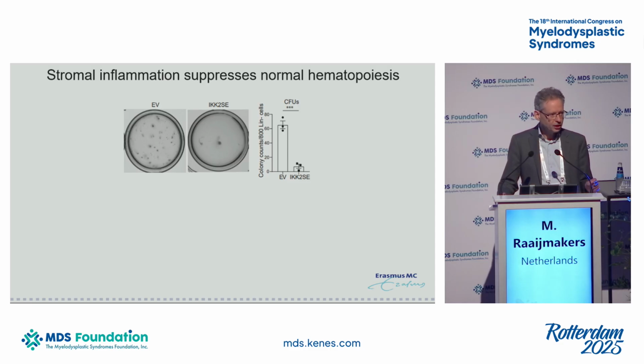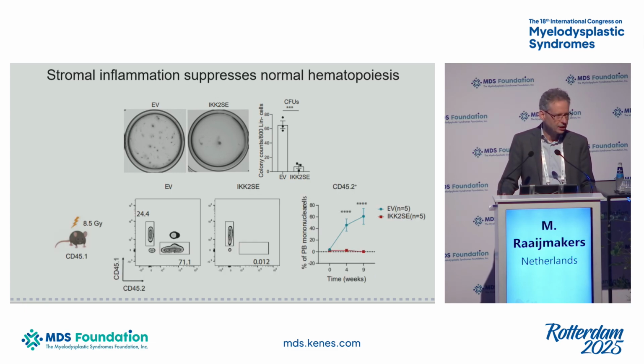If we took these HSPCs coming from the inflamed stroma, their CFU-C capacity was quite dramatically diminished, and also when we then transplanted these cells into mice, they had clearly reduced repopulation ability. So there is a functional impact of the inflamed stroma. Then, of course, what about mutated cells?